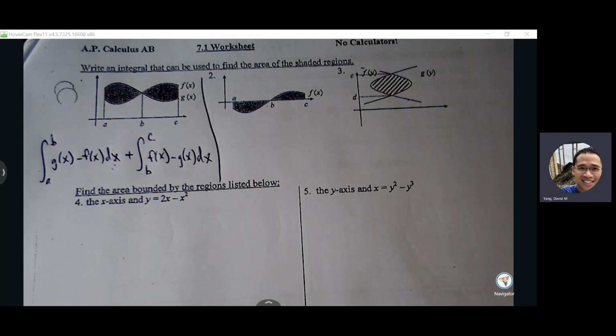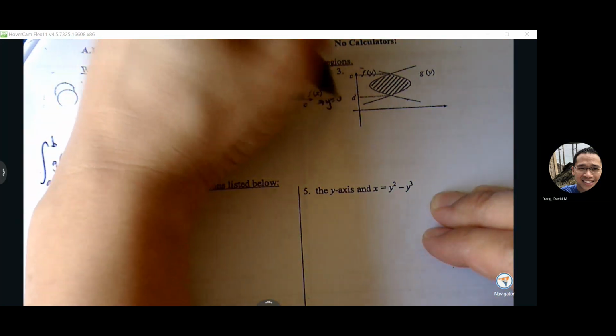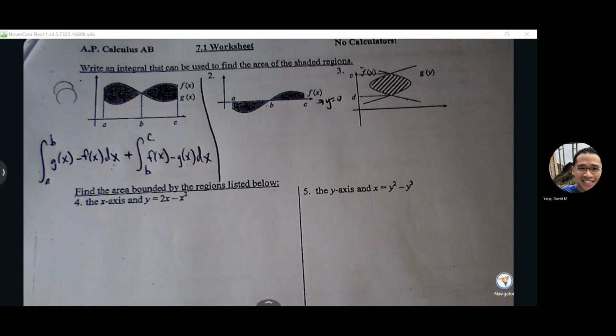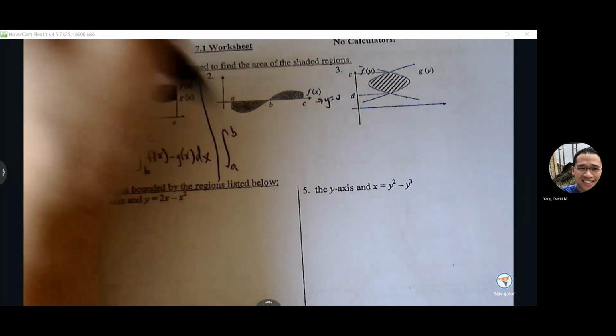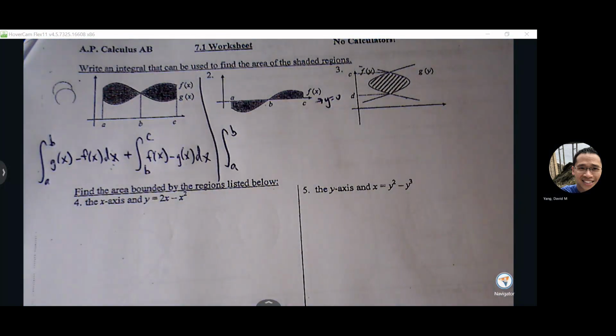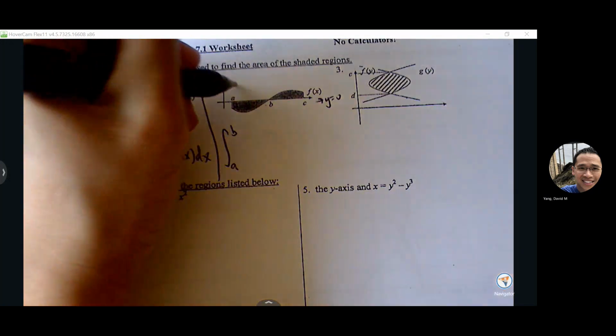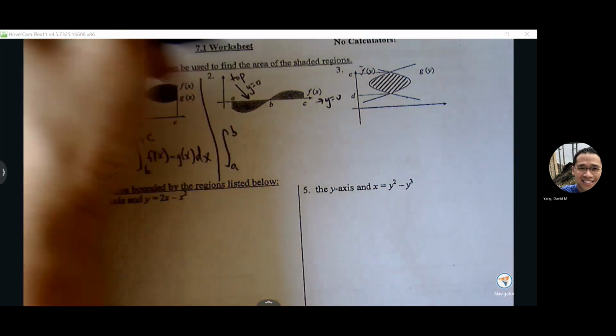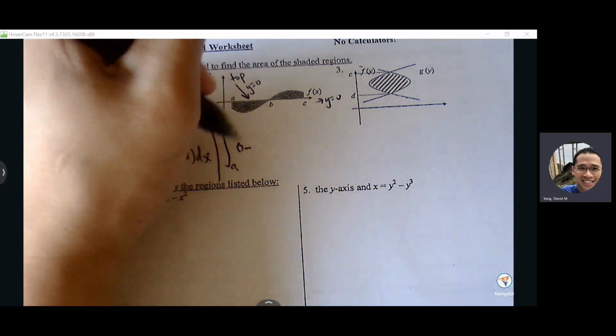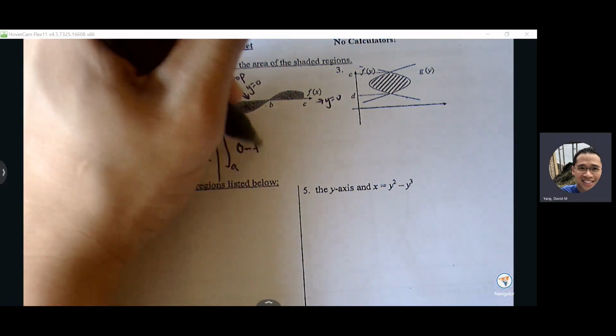Okay, number 2, what relationship do we have? Top minus bottom or right minus left? Also top minus bottom. But what are the two functions that we have involved here? Good, f of x and 0. Again, we need 2 definite integrals. First region, what's the graph on top? 0, right? The one on the bottom is f of x.